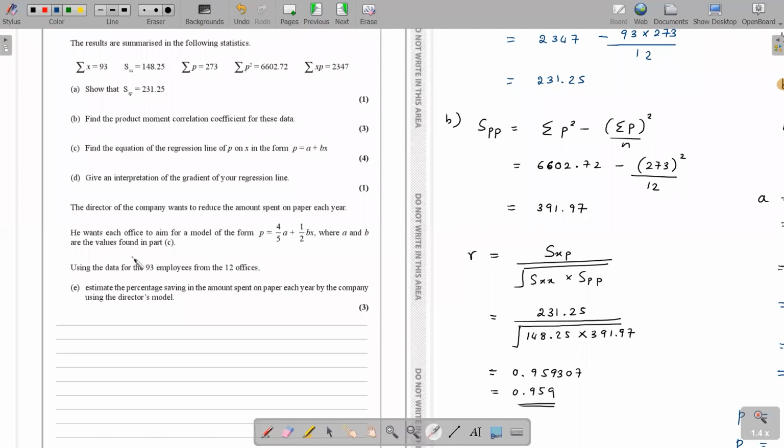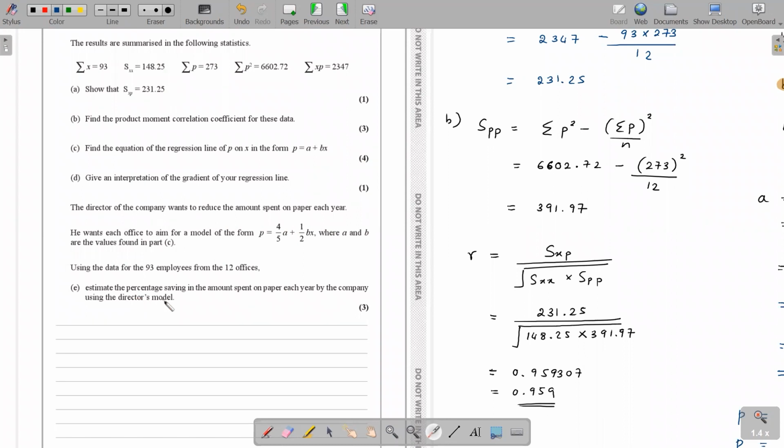Part E. The director of the company wants to reduce the amount spent on paper each year. He wants each office to aim for a model of the form P equals 4 over 5A plus half BX, where A and B are the values found in part C. Using the data for the 93 employees from the 12 offices, estimate the percentage savings in the amount spent on paper each year by the company using the director's model.